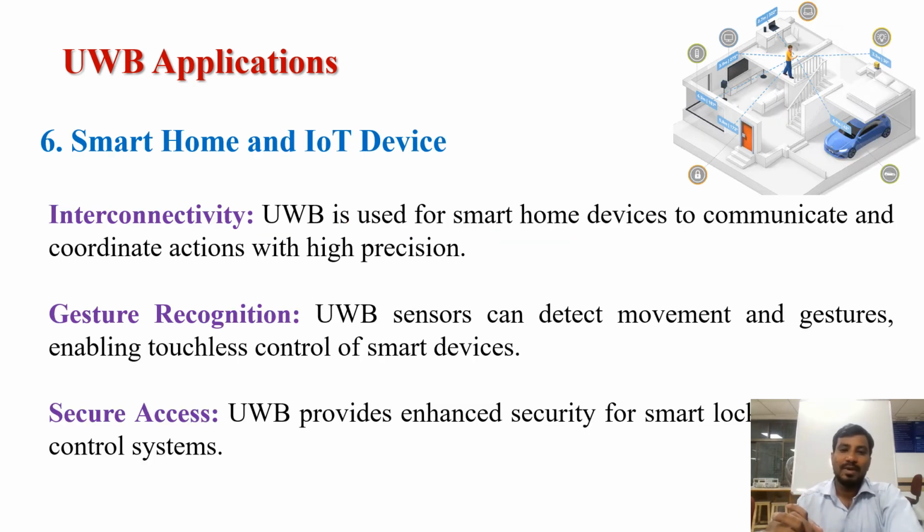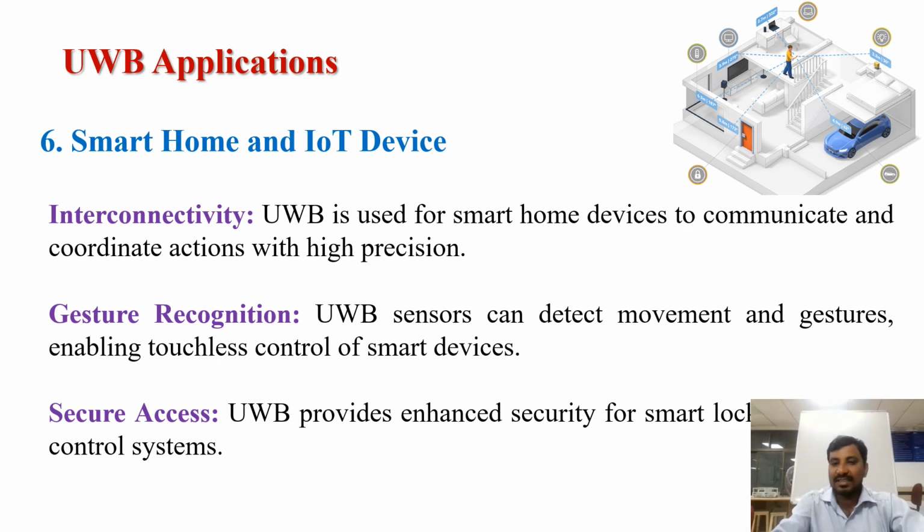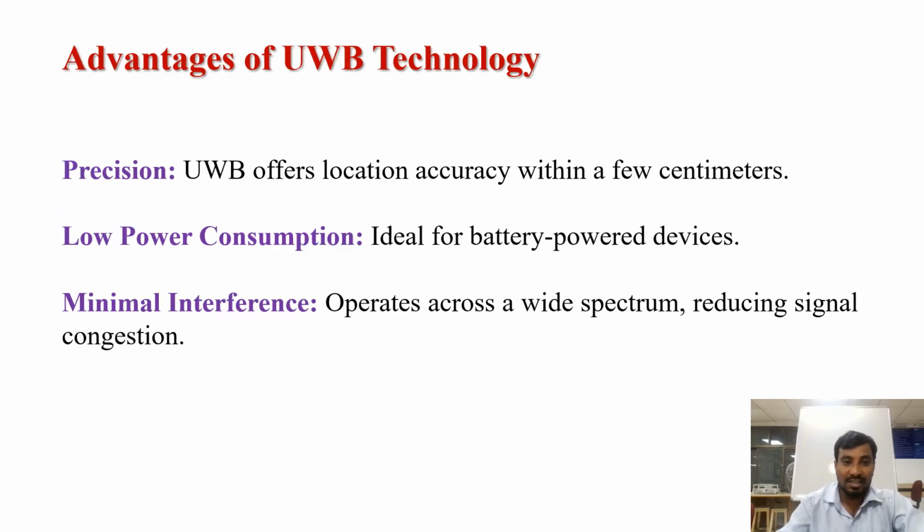Next one is smart home and IoT devices, which can be used for interconnecting multiple devices at different locations inside our house, which can coordinate between them. Next one is gesture recognition, because UWB sensors can detect movement and gestures, which enables touchless control of smart devices. And next one is secure access. When you look at security, UWB provides enhanced security for smart locks and access control systems. So we have seen a lot of applications where this UWB technology can be used.